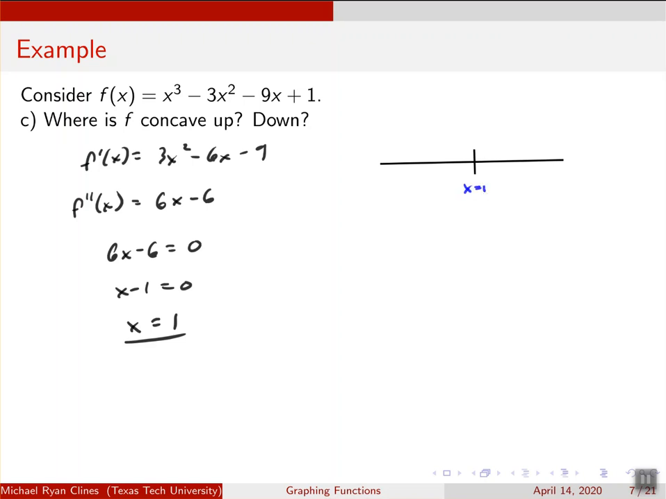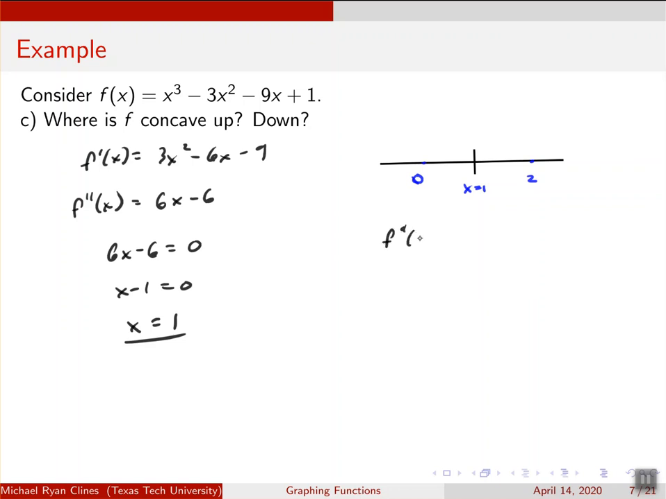Now we need to test the concavity. So we need to pull out representatives from each interval. So here, I'm going to pull out x is equal to 0. Here, I'm going to pull out, what do you say? 2 seems like a good number. Remember, the representatives can be anything that's in the interval. It doesn't matter what number it is. You could choose negative 1500 if you'd like. Just go with the simplest numbers you can think of in each of these intervals. Makes the calculations easier.